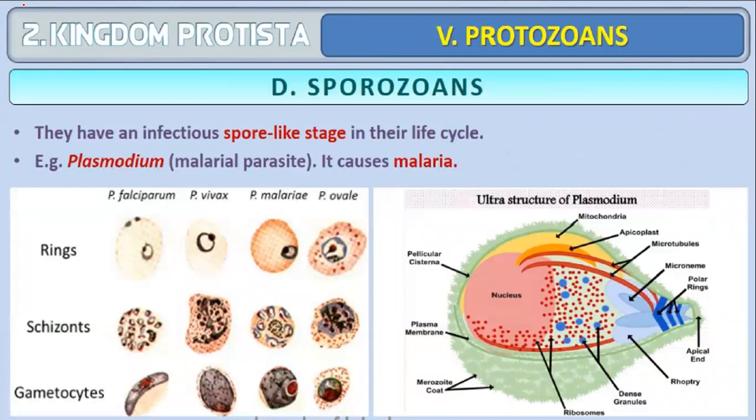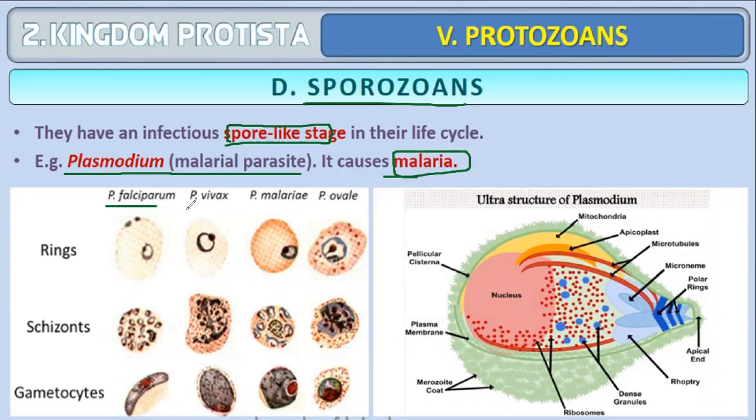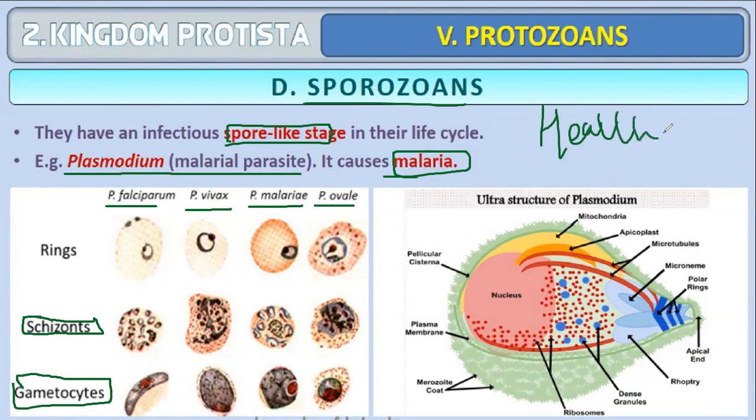Okay, last one, the sporozoans. They have an infectious spore-like stage in their life cycle. For example, Plasmodium, the malarial parasite. It causes malaria. Plasmodium falciparum, Plasmodium vivax, Plasmodium malariae, Plasmodium ovale, with schizont, signet-ring-shaped, rosette-shaped, and ring-shaped stages. Everything you have studied in the health and disease chapter of class 12.